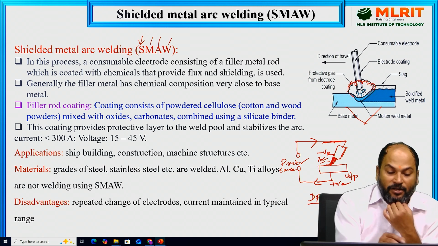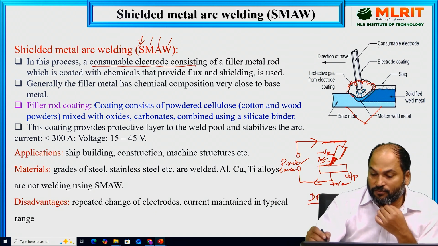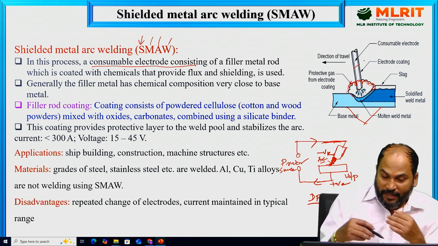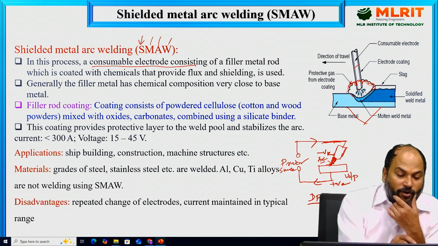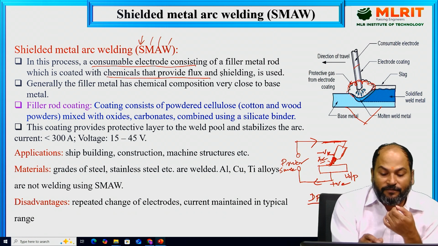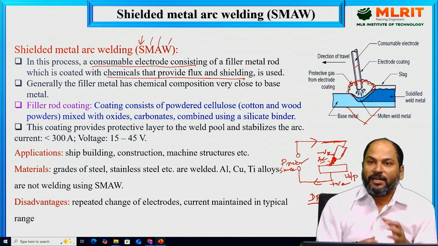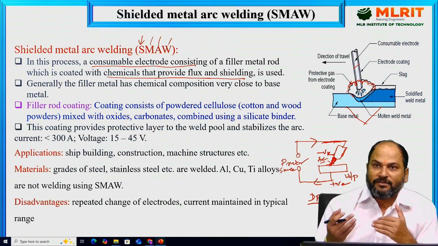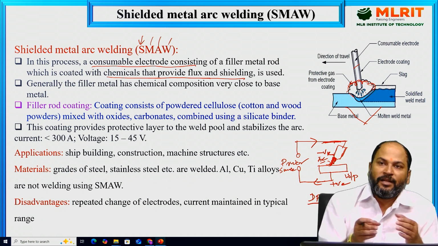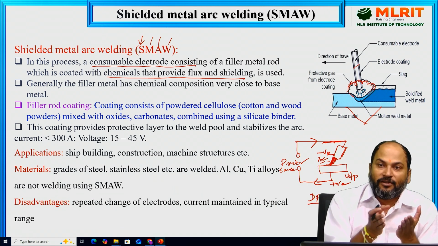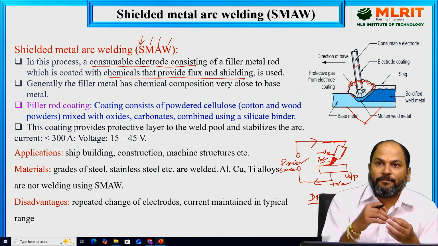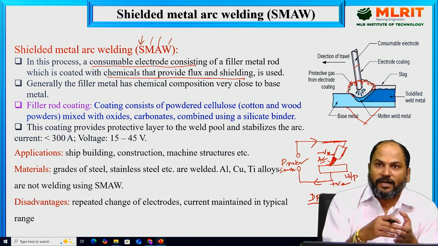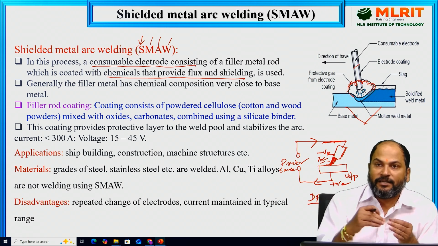In this process, a consumable electrode is used as a filler material that will be deposited over there, in the form of a rod coated with chemicals that provide flux and shielding. So it will shield, as well as improve the properties of the part we have welded together. Suppose in that flux we have kept a particular combination, suppose chromium and some other element for a particular purpose. Definitely it will enhance the property.